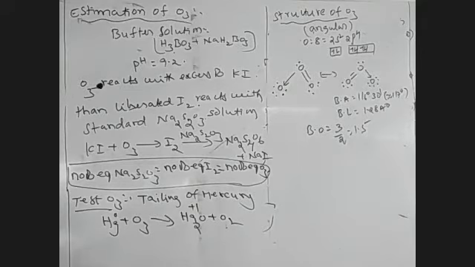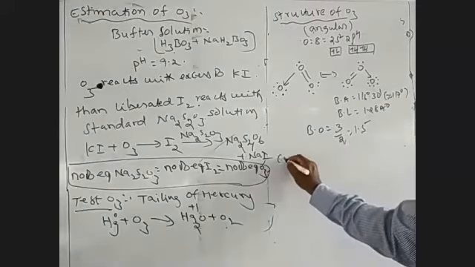It is an angular molecule and the bond angle is 116 degrees 30 minutes. In O3, the bond angle is 116 degrees 30 minutes. In SO2, the bond angle is 119 degrees 30 minutes. In SO3, the bond angle is almost 120 degrees.